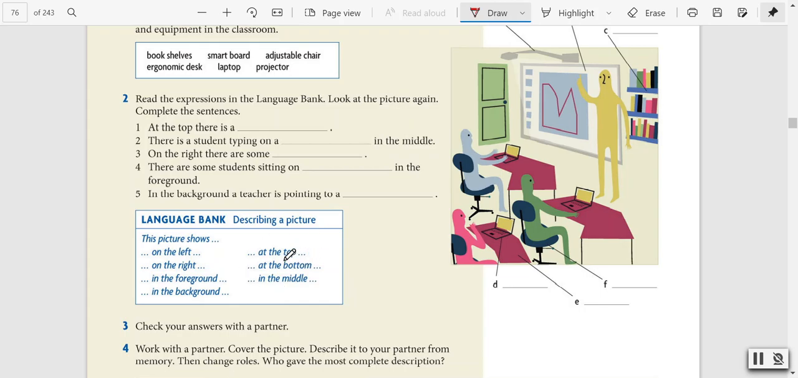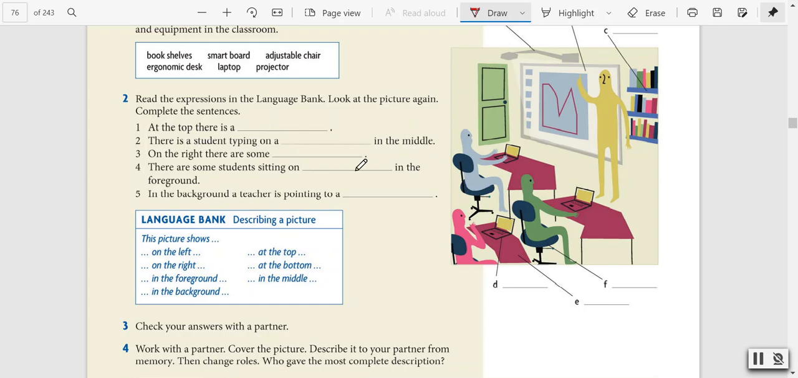For example, at the top there is a dash. Okay, what do we have in the top? There is a student typing on a dash.